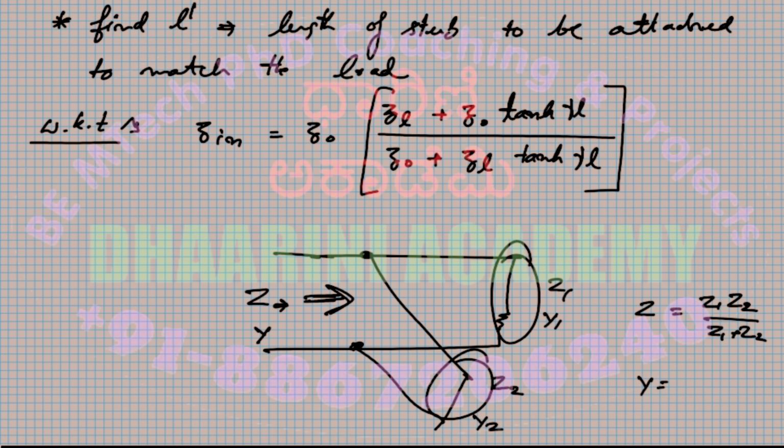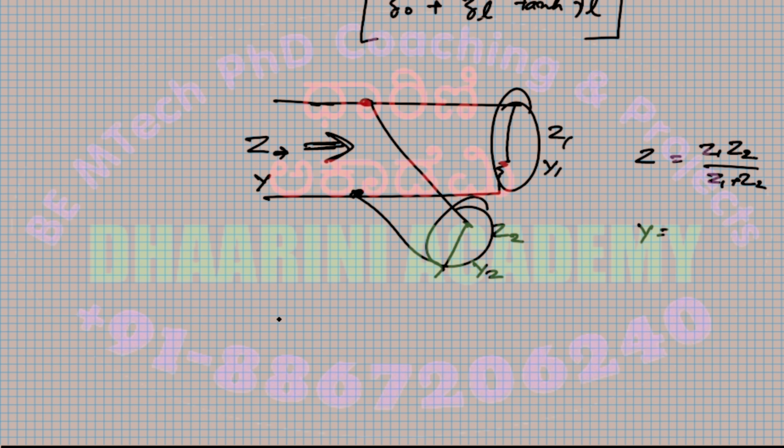I'll go to the basics once again. How do you calculate the total Z? 1 by Z is equal to 1 by Z1 plus 1 by Z2, isn't it? Now, what is 1 by Z? 1 by Z is Y. If you represent the parallel circuit in terms of admittance, it becomes simple addition. So admittance calculation becomes addition if you have a parallel connection of resistors.